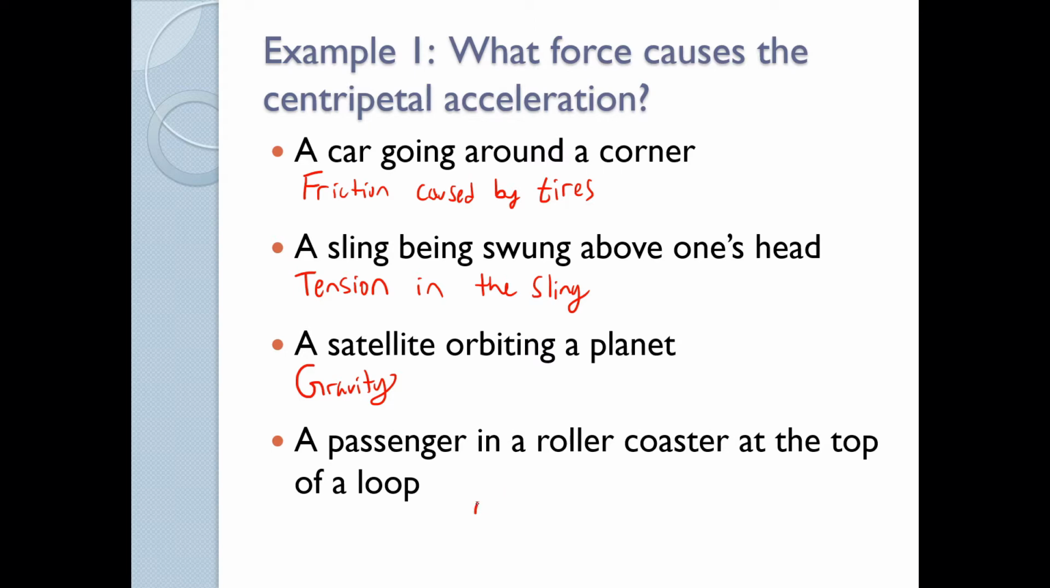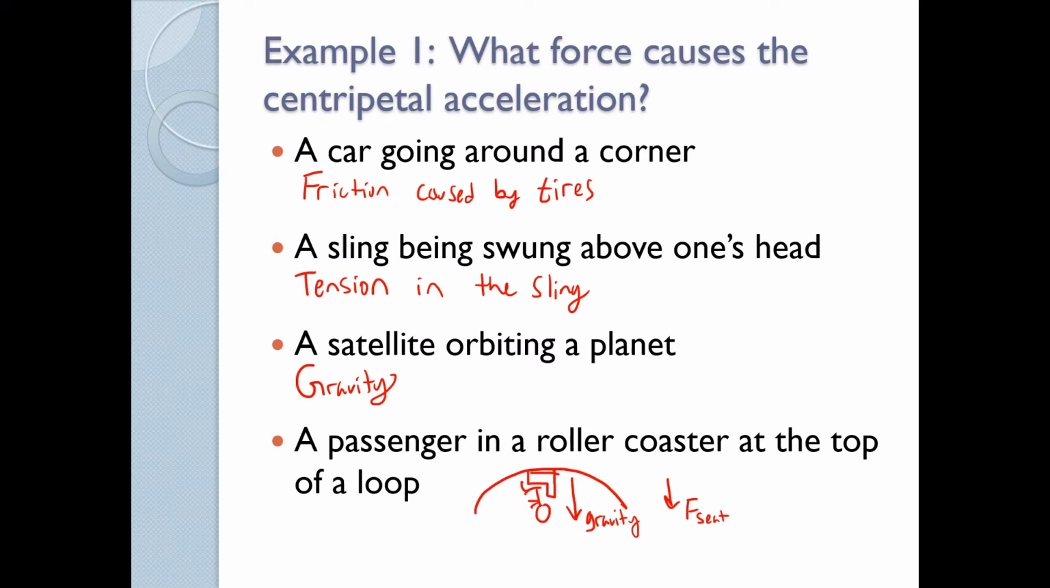Okay, and here the passenger on a roller coaster at the top of a loop. So if the top of the loop is like this, and you are the passenger here, what's keeping you going around in a circle at the top of the loop? Well, there's actually two things that could be causing you to go there. First would be gravity, and the second, the force of the seat. So both of those forces are keeping you going in a circular motion.